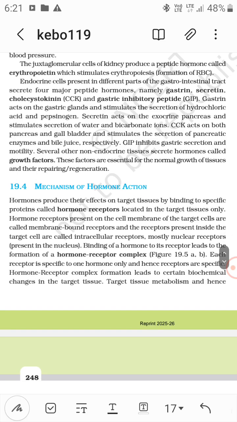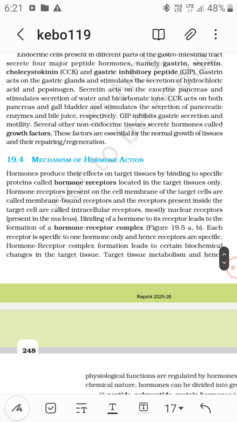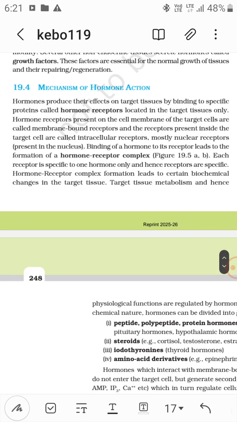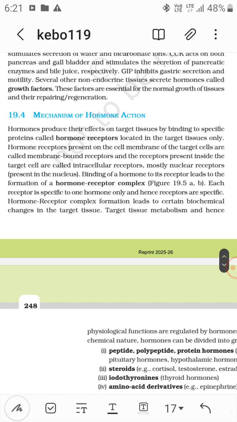So these factors are essential for, of course, the repairing and the regeneration, right? Now the mechanism of hormone action.